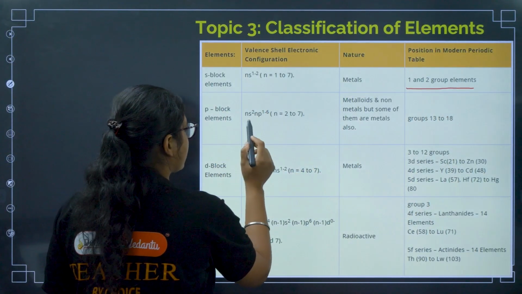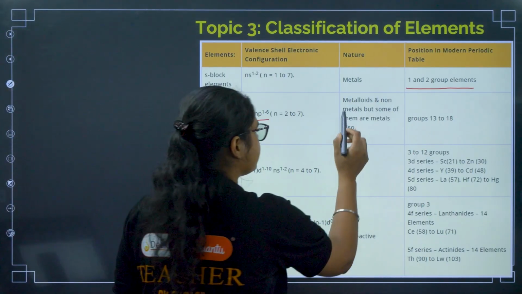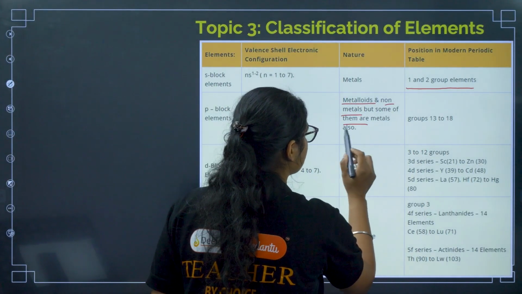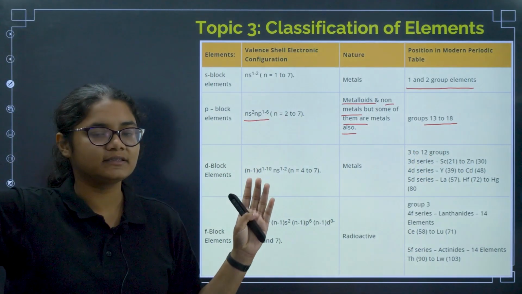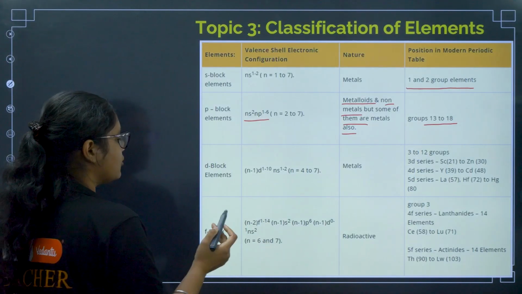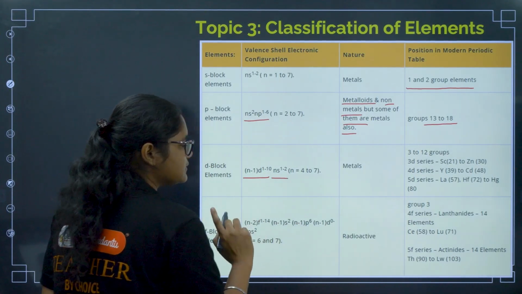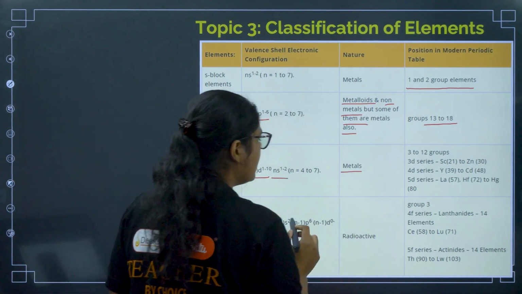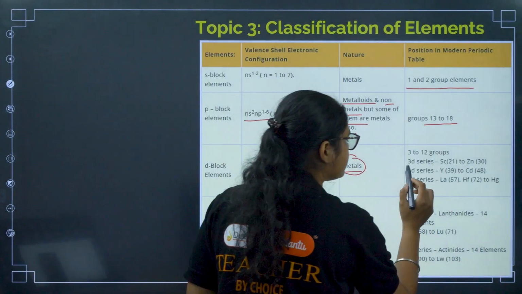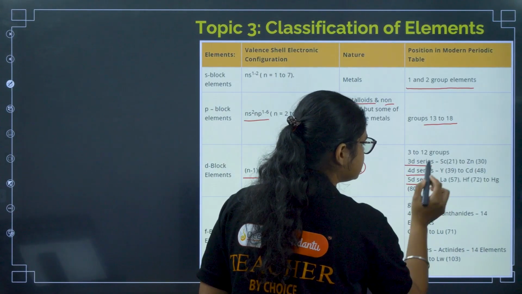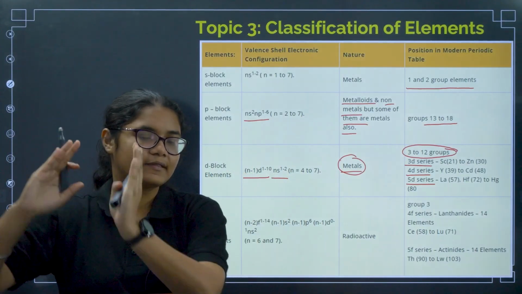Next you come to p block elements. The general electronic configuration is ns2 np1 to 6. They are generally metalloids and non-metals, but some of them are also metals, and they consist of group 13 to group 18. The middle part is your d block elements, which has a general configuration of (n-1)d1 to 10 ns1 to 2. They are generally metals, and we have the 3d series, 4d series and 5d series, and they contain groups 3 to 12. So you can see 1 to 2, then 3 to 12, and then 13 to 18.